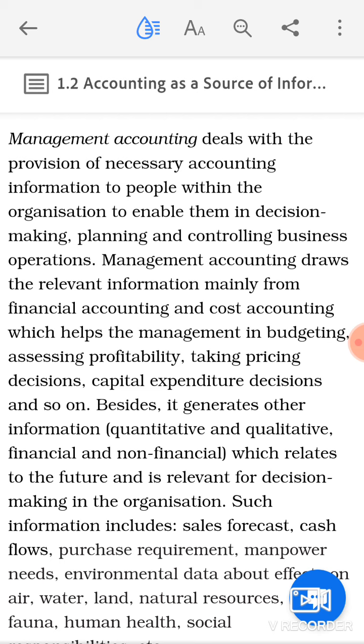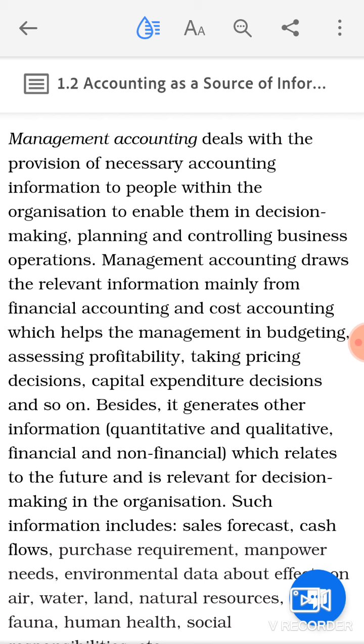Management accounting draws the relevant information mainly from financial accounting and cost accounting, which helps the management in budgeting, clear. So management accounting is going to take the assistance of financial accounting and cost accounting, and with the help of this, the management accounting is going to draw, clear, the accounting policies. They are going to make good plans for the business, and they are going to control all the business activities in the business. So management accounting helps in budgeting, means with the help of cost accounting and financial accounting, management accounting is going to make the budget for the business.